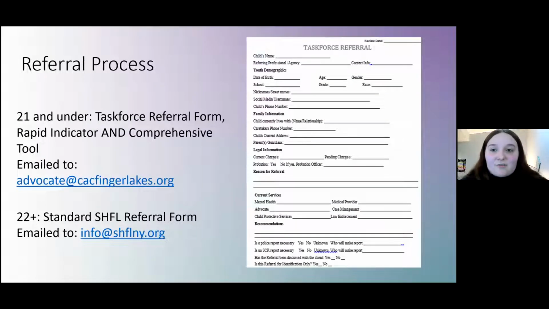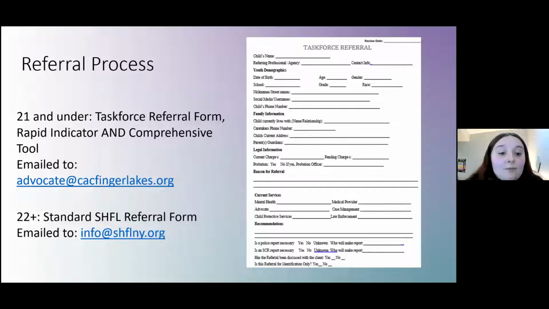All right, the referral process. The Taskforce referral. For clients 21 and under, the Taskforce referral form, rapid indicator tool, and the comprehensive tool must be emailed to advocate@cacfingerlakes.org. On the right is the Taskforce referral form, and it is important that you fill out as much as you can. This form helps me to know what services are already in place and who the client is already working with.